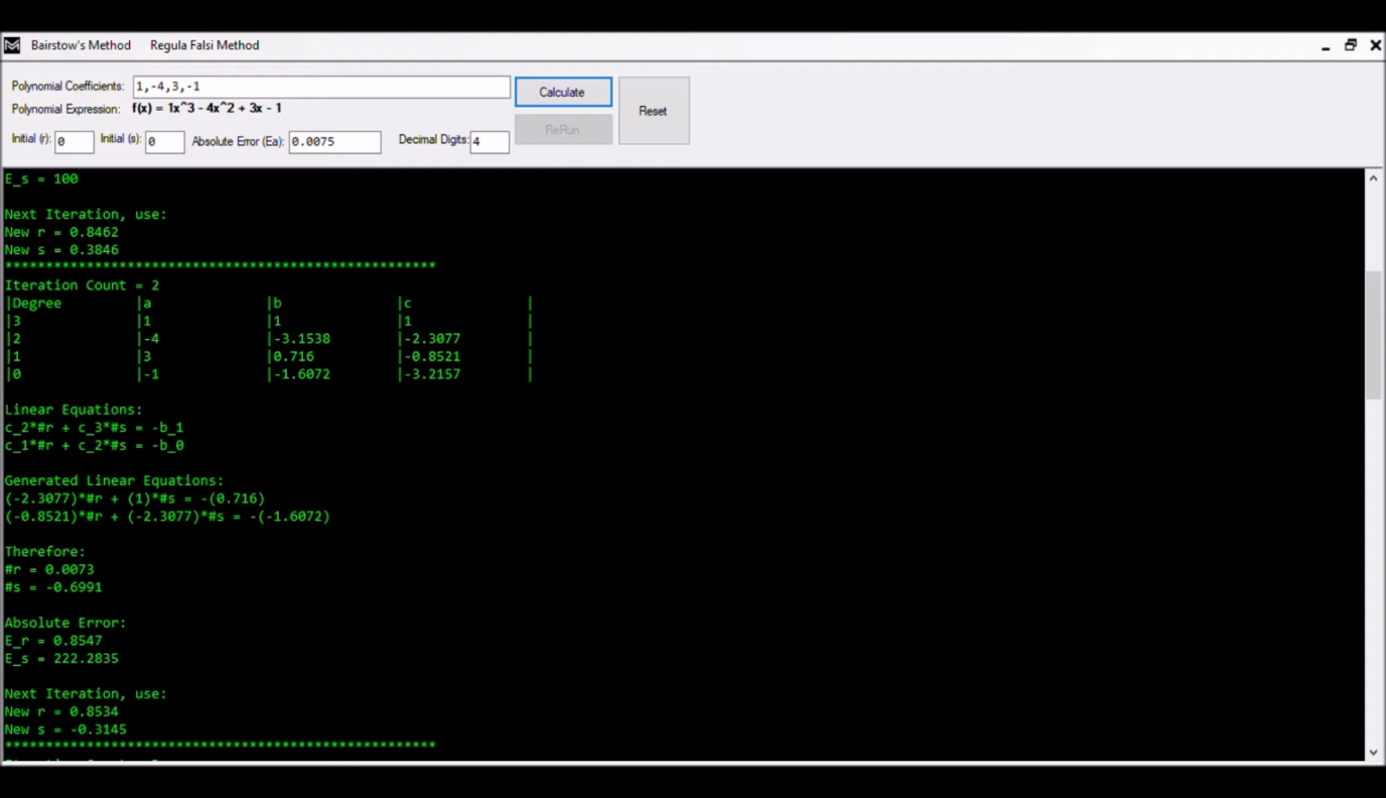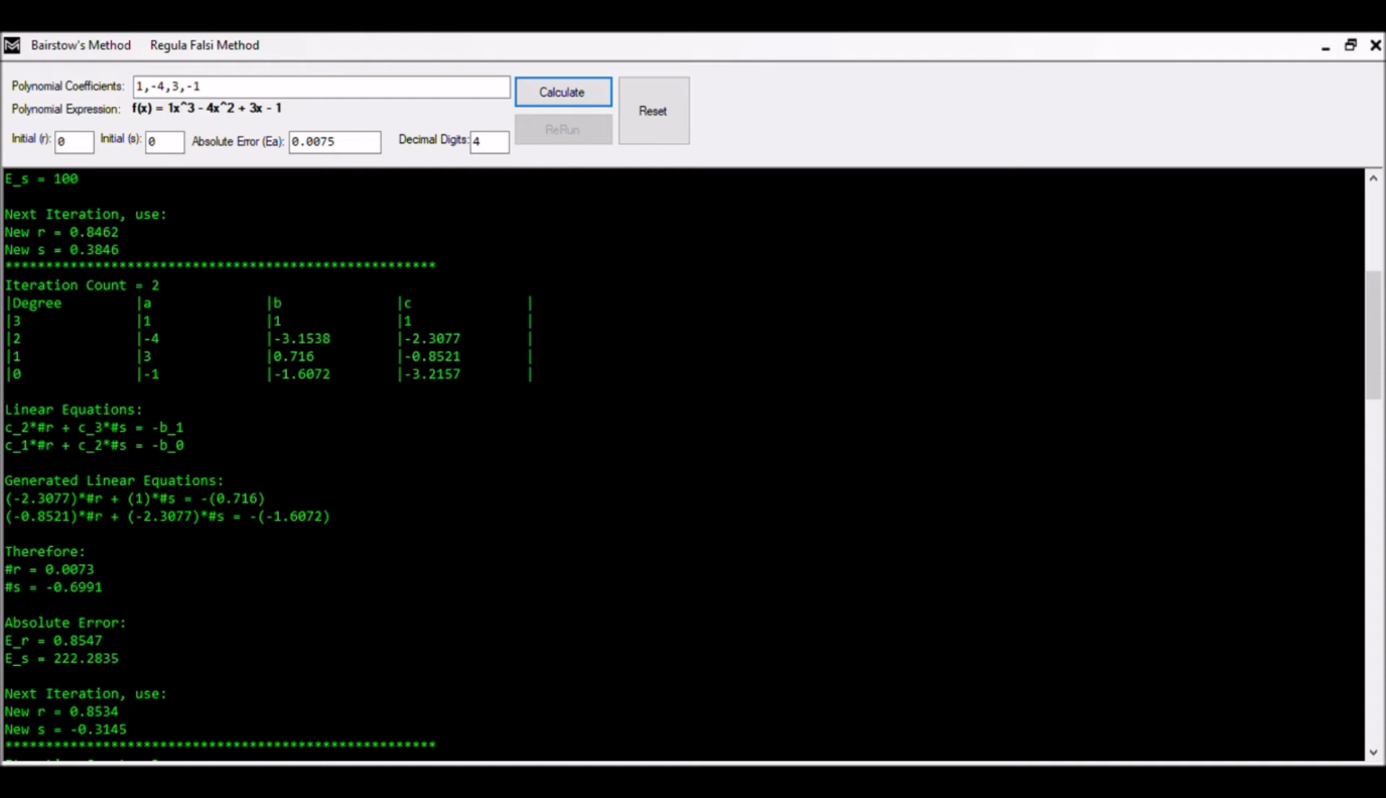We get the linear equation of C2 times the change in R plus C3 times the change in S is equal to minus B1, and C1 times the change of R plus C2 times the change of S is equal to minus B0. So we generated negative 2.3077 times the change of R plus 1 times the change of S is equal to minus 0.716. We also have negative 0.8521 times the change in R plus negative 2.3077 times the change in S is equal to 1.6073. Therefore, the change in R is equal to 0.0073, and the change in S is equal to minus 0.6991.